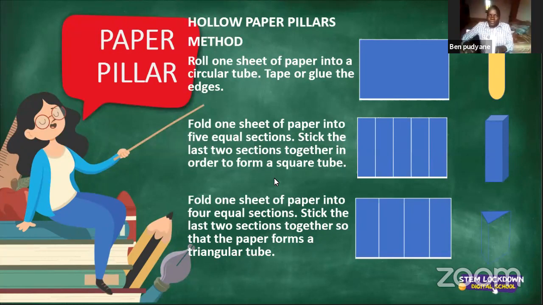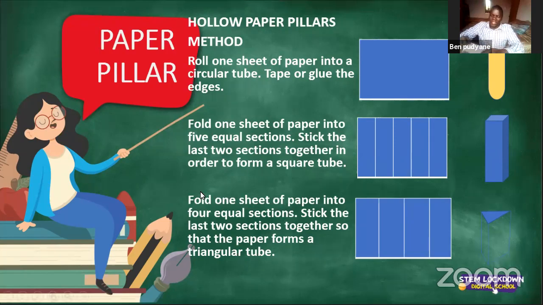Now, number 2, you must fold one sheet of paper into 5 equal sections. This is the second one. Now I'm going to try to fold this one into 5 equal sections.